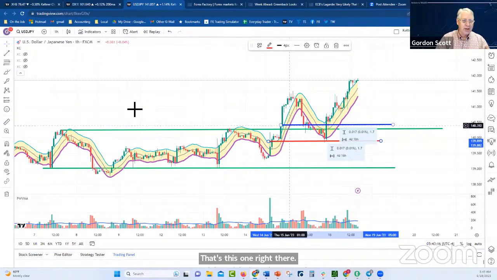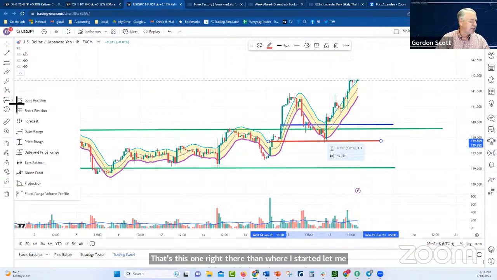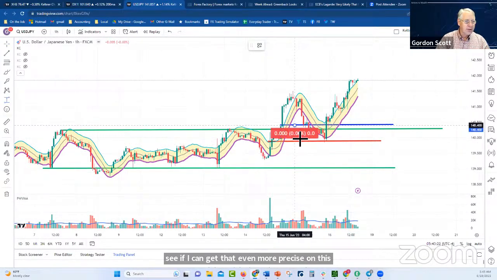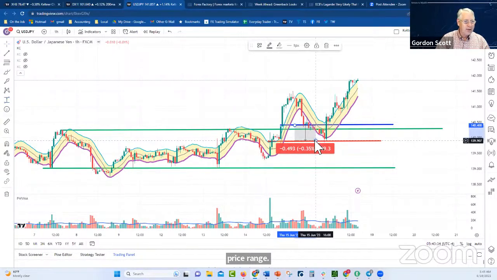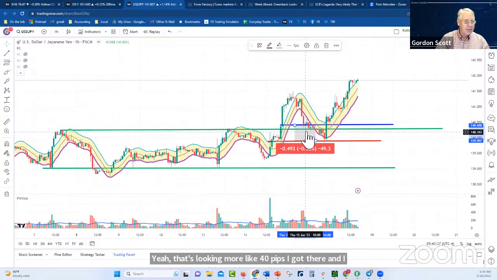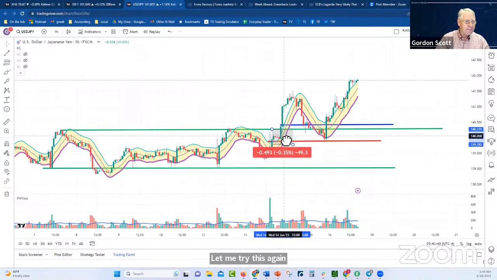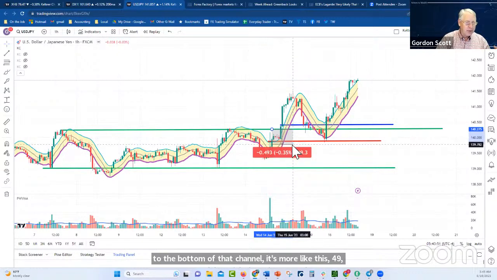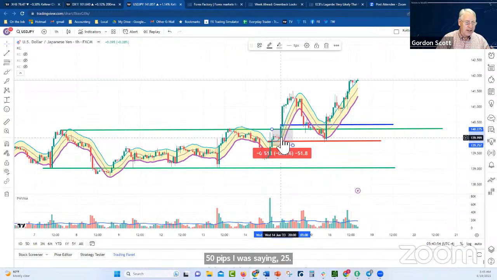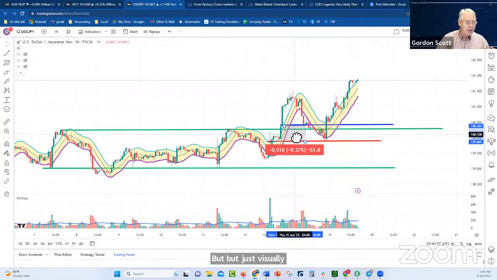Than where I started. Let me see if I can get that even more precise on this chart. Price range. Yeah, that's looking more like 40 pips I got there, and I was saying 25. Let me try this again. Yeah, actually, so if I go from the top of that channel to the bottom of that channel, it's more like 49, 50 pips. I was saying 25, but just visually looking at it, it's more like 50. Let's see what we get if I go here.